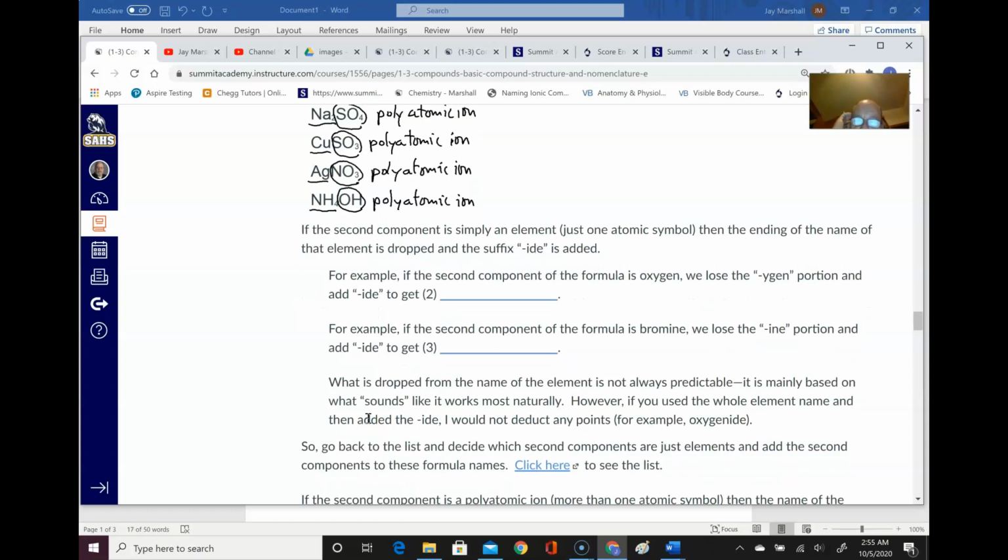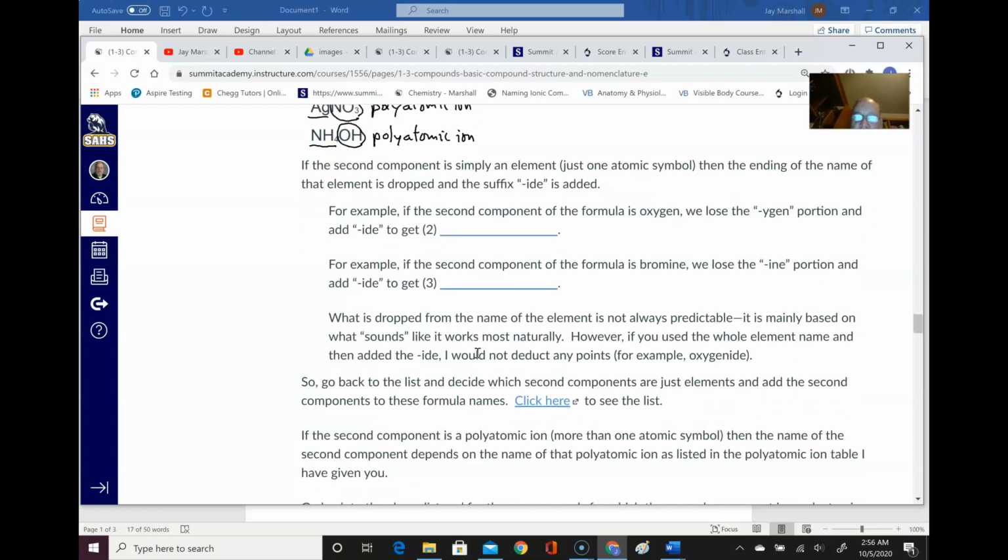So if the second component is simply an element, just one atomic symbol, then the ending of the name of that element is dropped and the suffix -ide is added. So for example, if the second component in the formula is oxygen, we lose the -gen portion and add -ide, and that gets us the term oxide. If the second component of the formula is bromine, we lose the -ine portion and add -ide, and we're going to get bromide. So those are the things that go in your worksheet there.